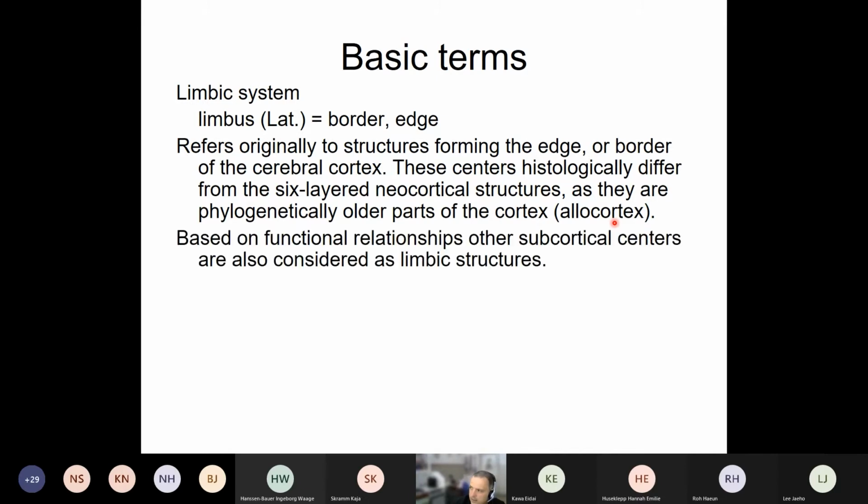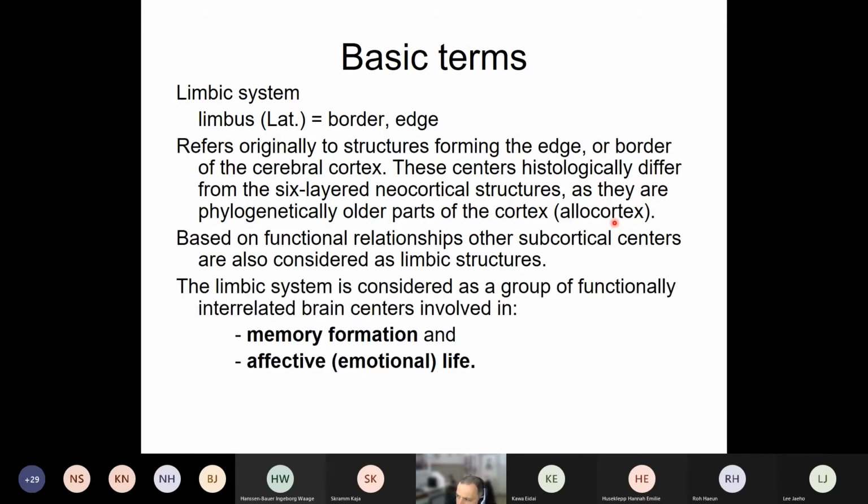Then science developed, and it turned out that these limbic areas have really strong connections with other brain areas which are not classified as cortical centers. Therefore, this term changed its meaning. We still use the term limbic system, but now we also include several subcortical centers in the limbic system because of functional connections, as you will see later.